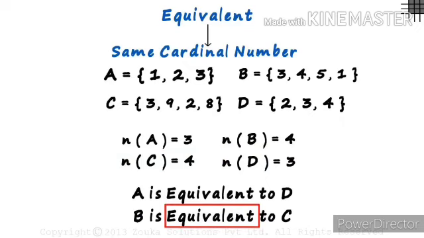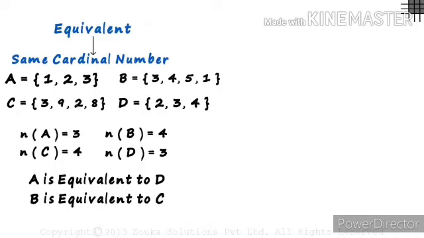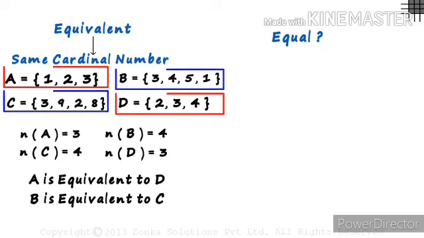Remember, they are equivalent, not equal. That brings us to the question, when are they equal? We will see that in the next video. Now, just remember, if the number of elements in two sets are equal, then they are equivalent sets.